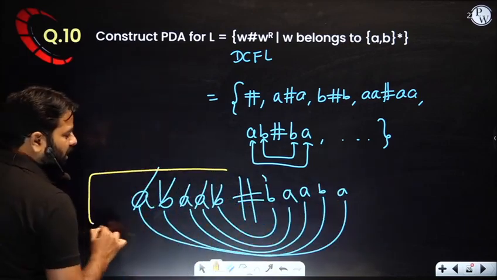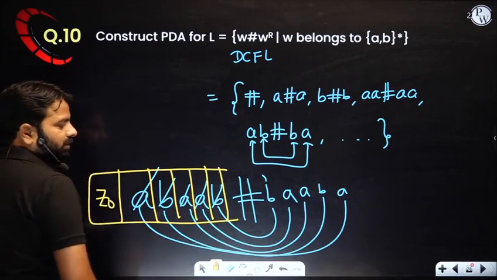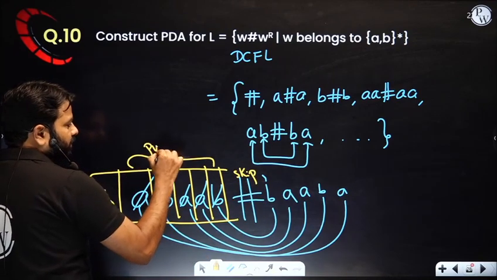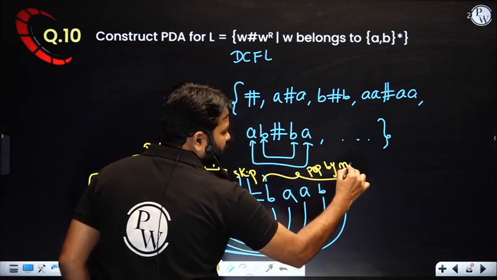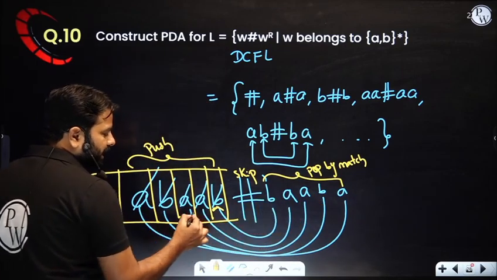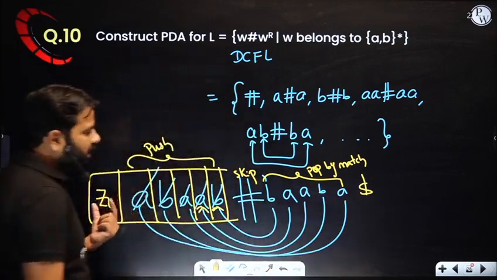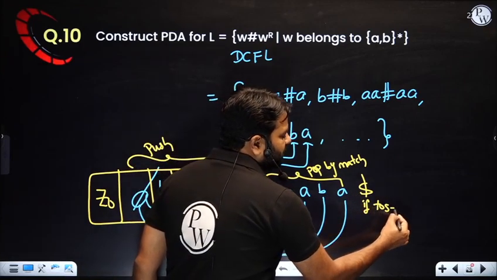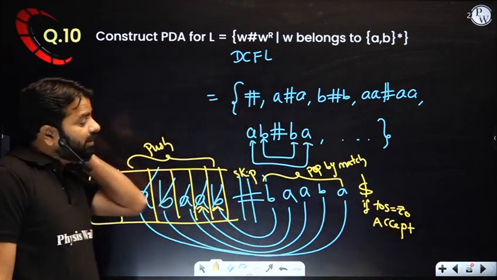You're going to push these onto the stack, Z naught already being there. You just skip the hash, but you push these symbols. And for these symbols, you're going to pop by matching. You need to match with the same symbol. Like if B comes, B has to be here. If A comes, A has to be here, right? And when dollar comes, the top of the stack should be Z naught, that makes you accept it. If the top of the stack is equal to Z naught, then accept. Almost I have given the logic for this.